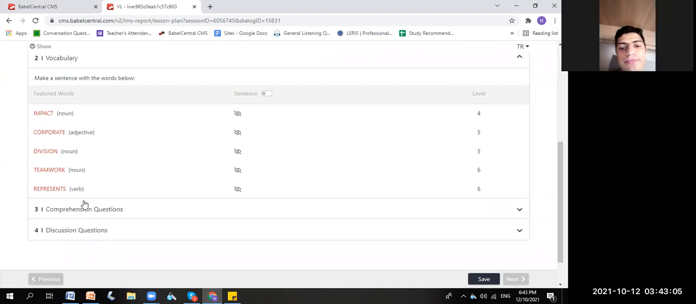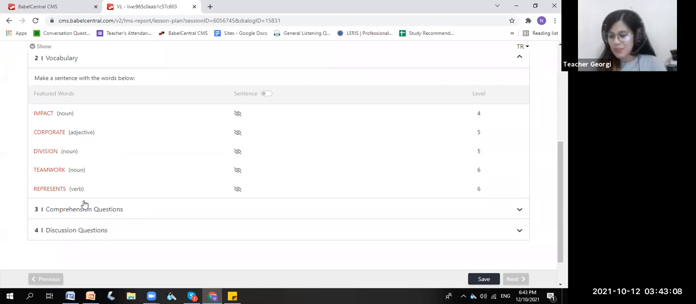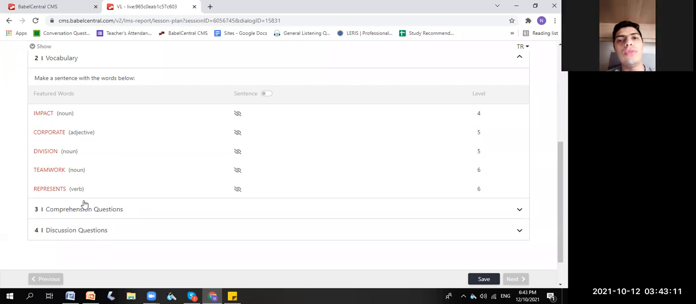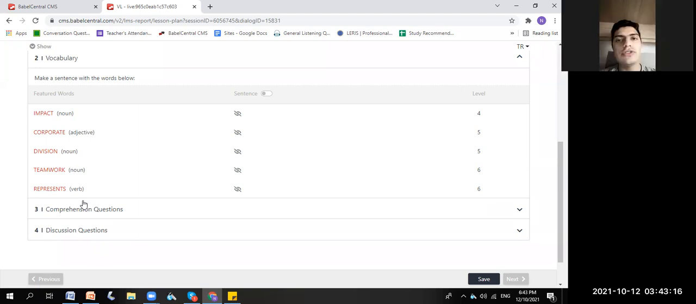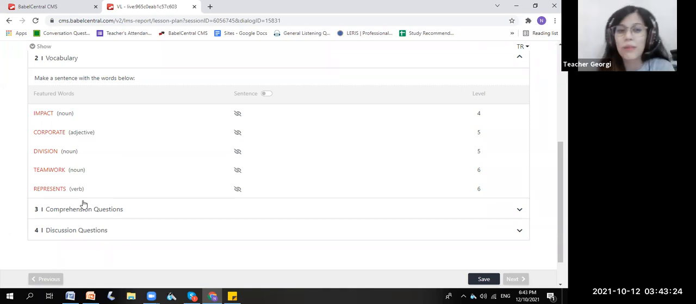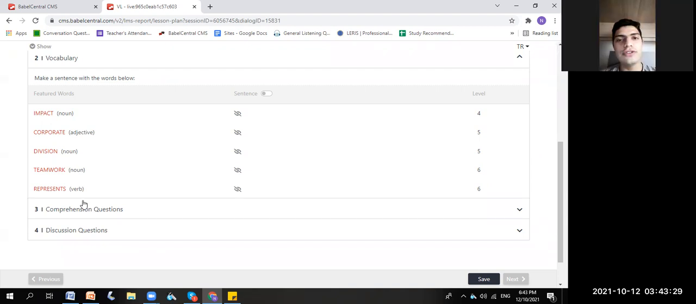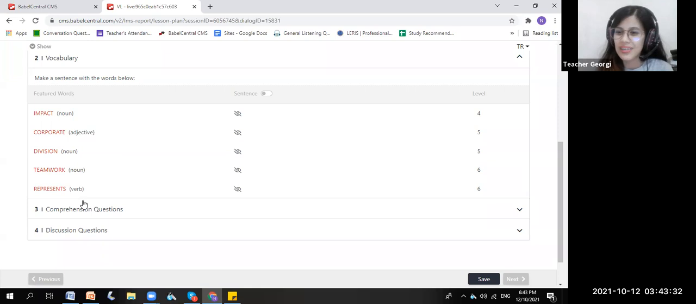You can do it. My monthly expenses have an impact on my salary. Again. Okay, very good. My monthly expenses have an impact on my salary. Okay. Next, second word, corporate.